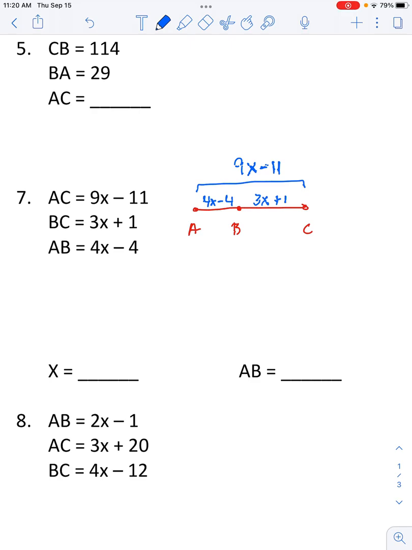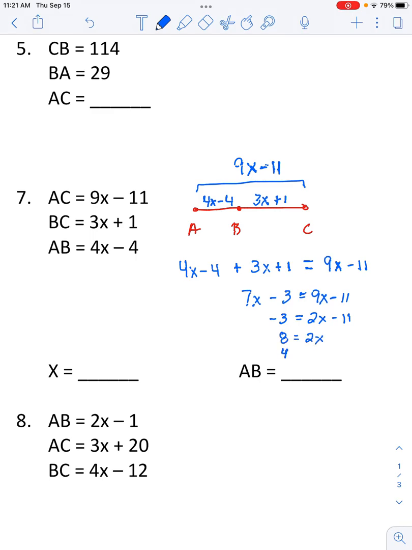So we don't know any exact values of any of these parts of the segments, nor the total of them. But what we can do is take each small part, like AB, which is 4x minus 4, combine it with BC, which is 3x plus 1, which will give me a total of AC, 9x minus 11. And now we just solve this equation like we were doing last week with solving algebraic equations. 4x and 3x makes 7x. Minus 4 plus 1 makes a minus 3. Here we have variables on both sides, so I will subtract 7x over. And then I will add 11.